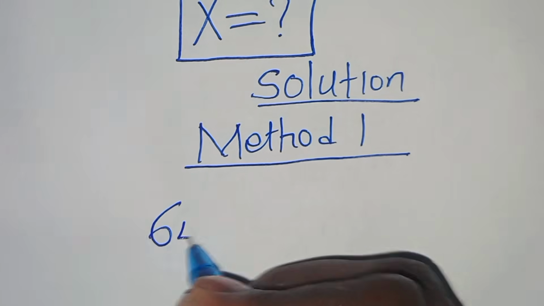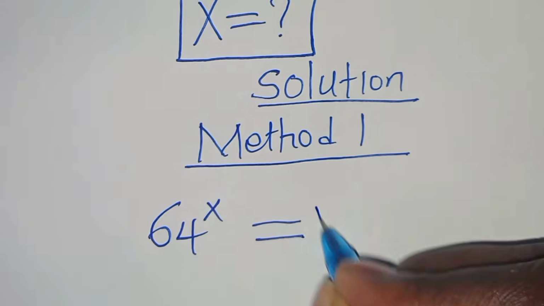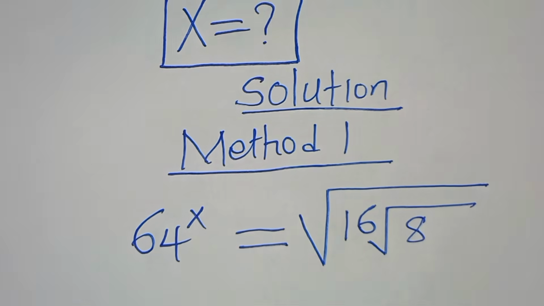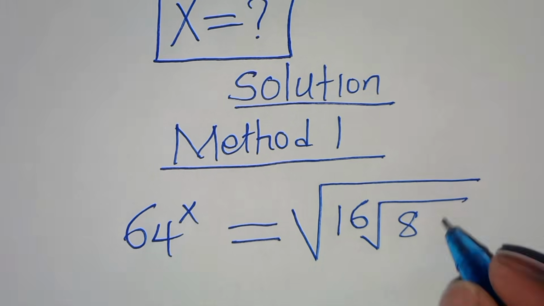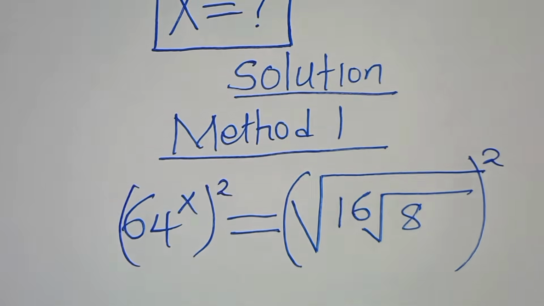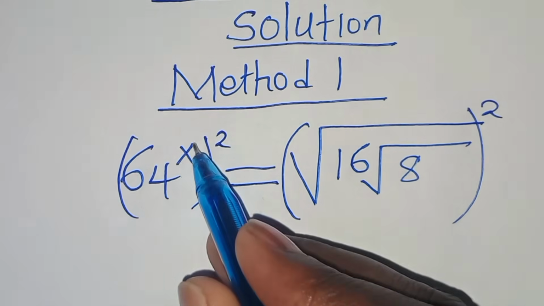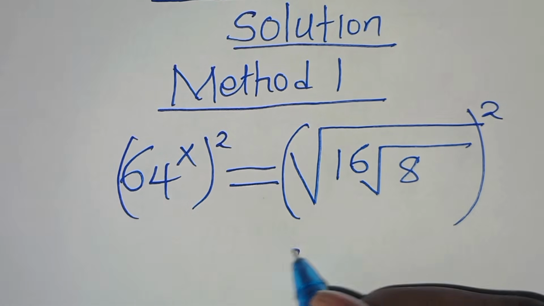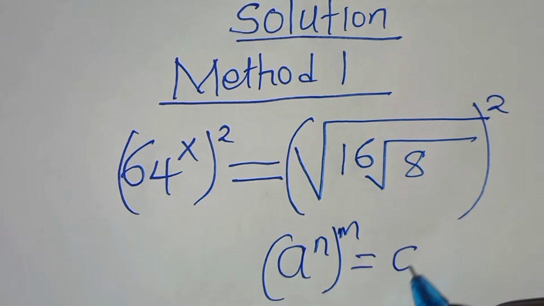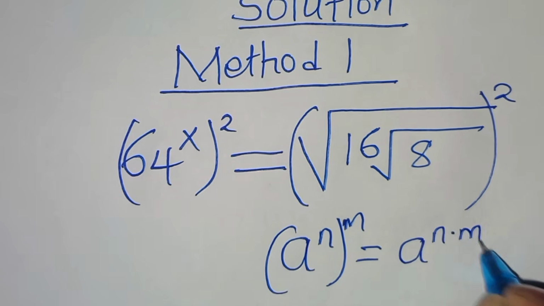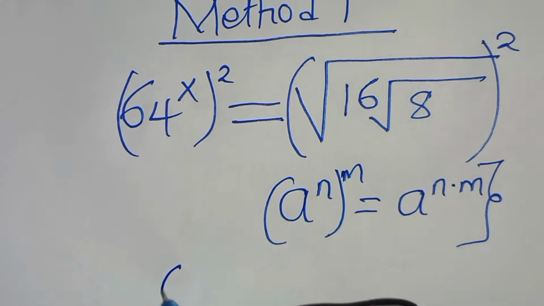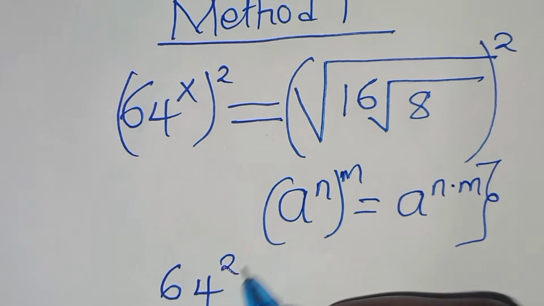So we have 64 raised to the power of x equal to the square root of 16 multiplied by the square root of 8. The first step is to square both sides. So now this is 64 raised to the power of x, raised to the power of 2. This is in the form of a to the power of n raised to the power of m, which we can express as a to the power of n times m. Applying this exponent property, we have 64 raised to the power of 2x.